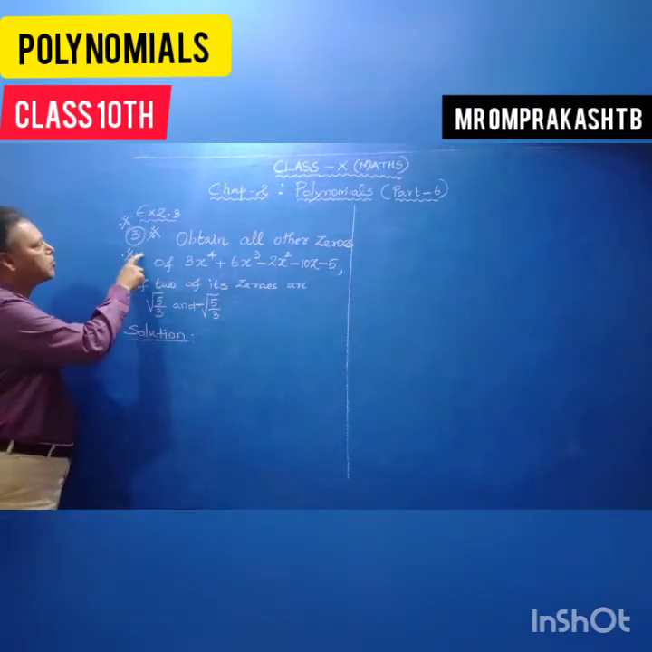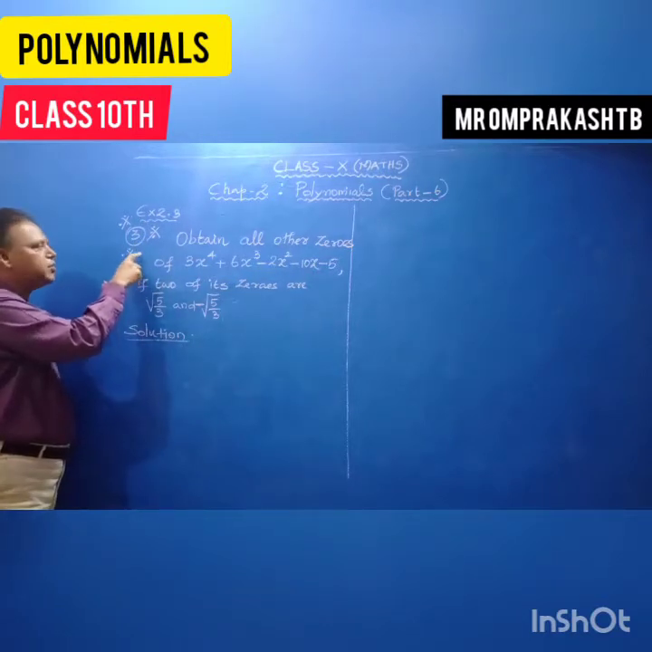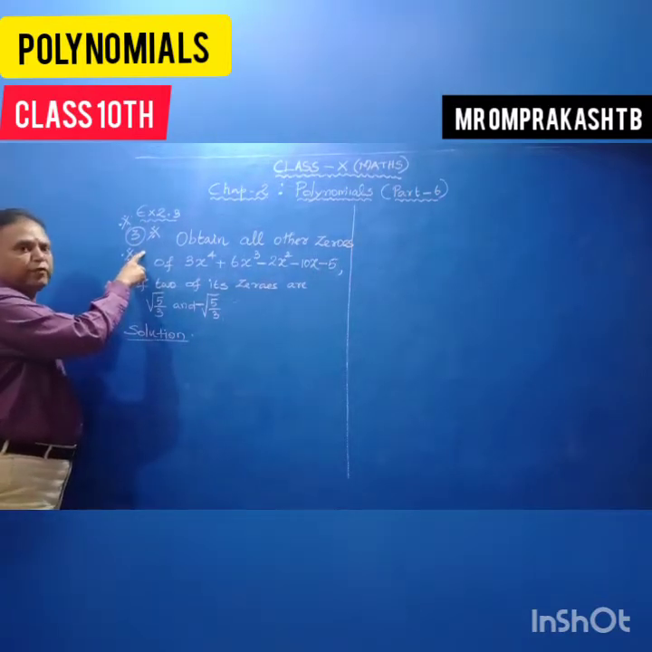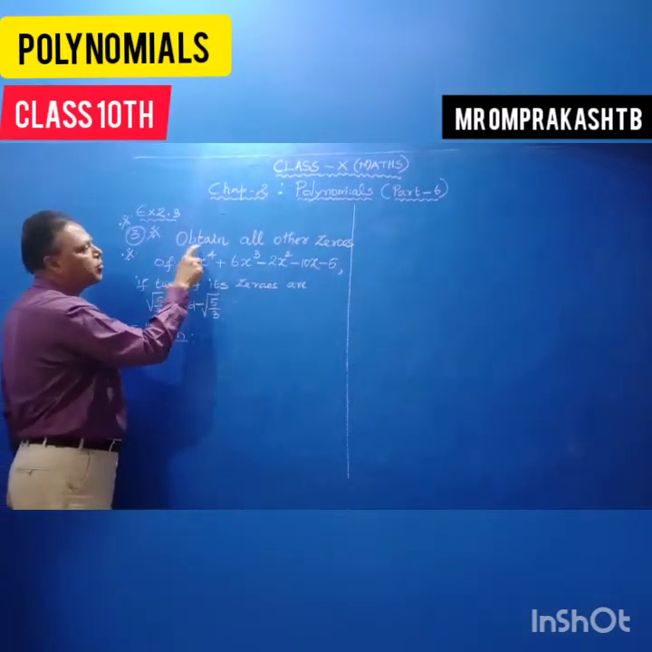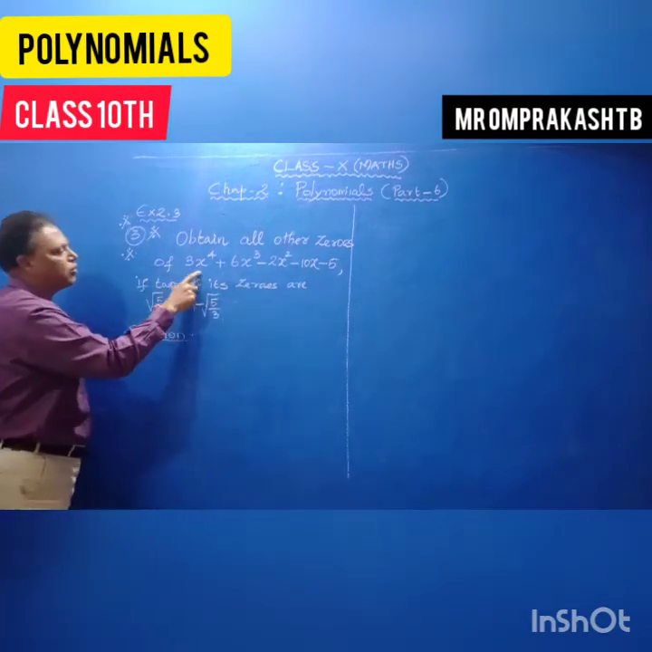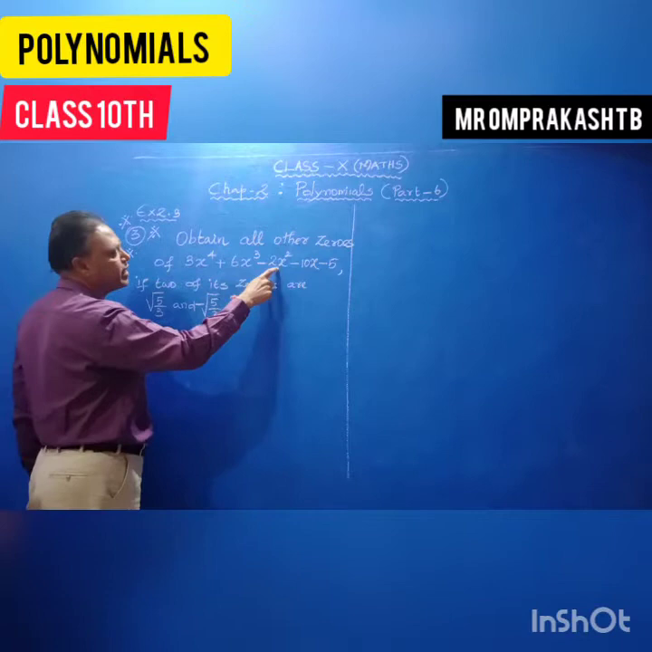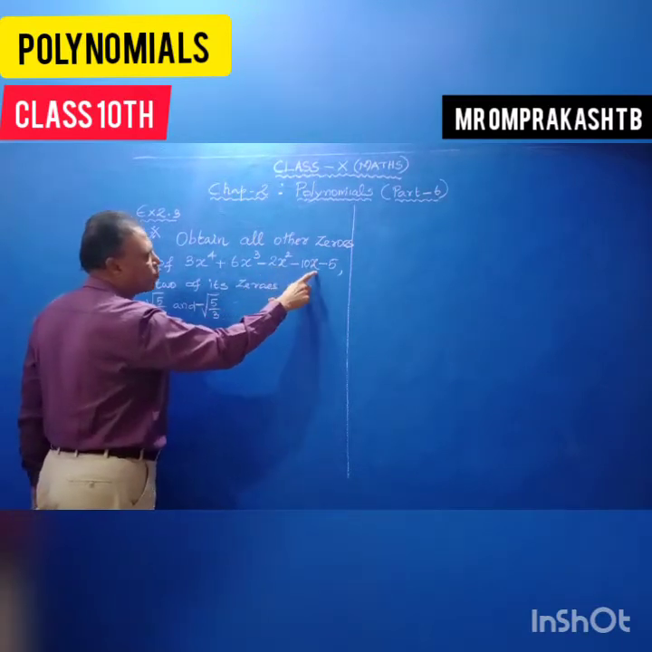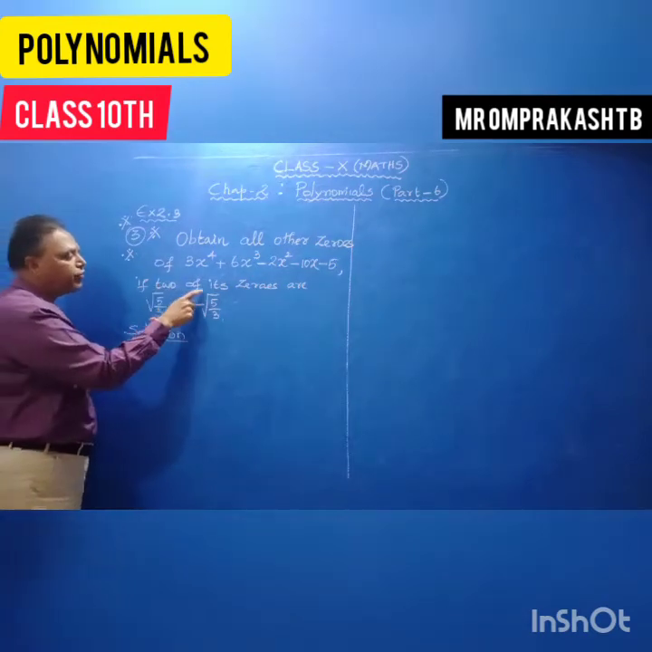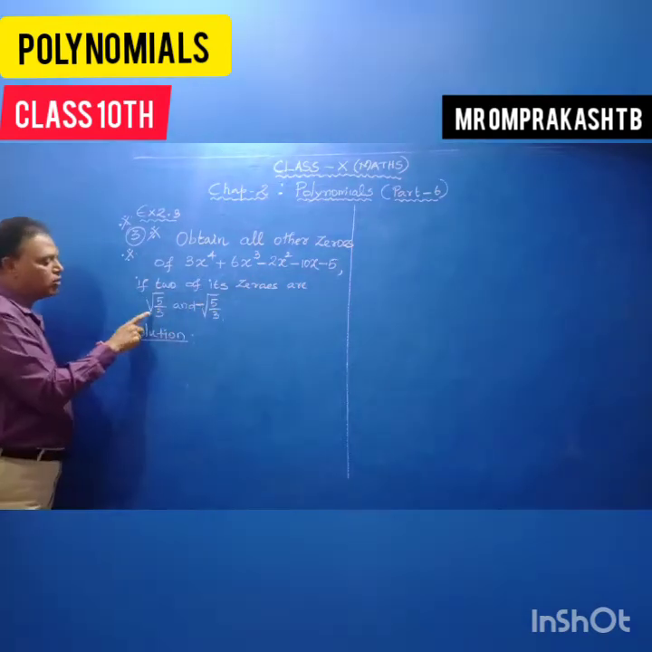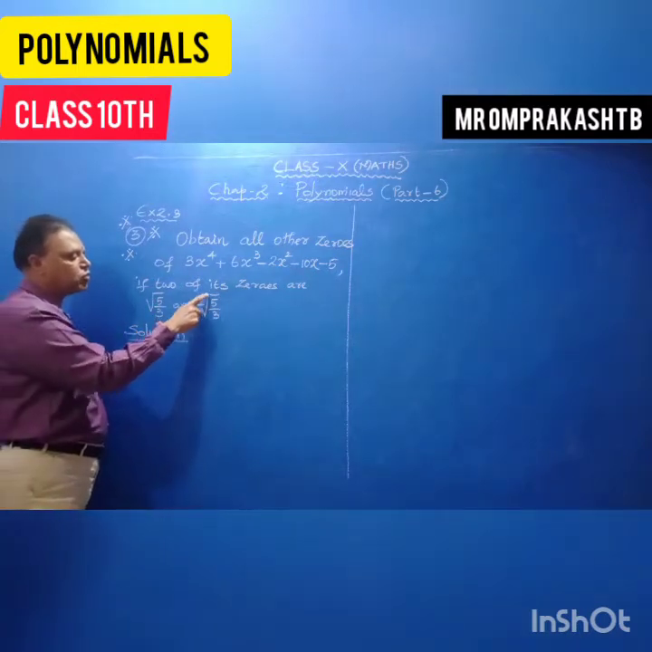This is a very important problem. Exercise 2.3, third problem, very important for CBSE. Obtain all other zeros of 3x power 4 plus 6x cube minus 2x squared minus 10x minus 5, if two of its zeros are root over 5 by 3 and minus root over 5 by 3.